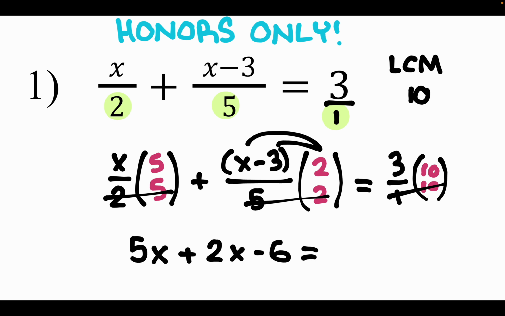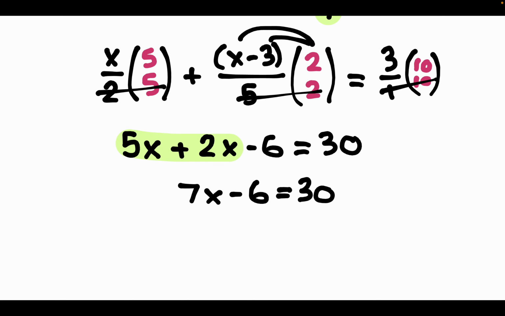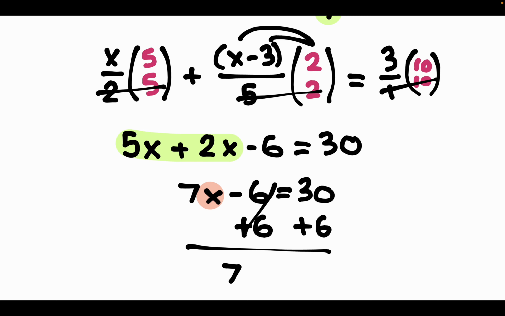Then I can combine like terms. I can add 5x plus 2x. That gives me 7x minus 6 equals 30. I want to isolate the x. So my first step is to add 6 to both sides. That'll cancel out on the left, and we're left with 7x equals 36.